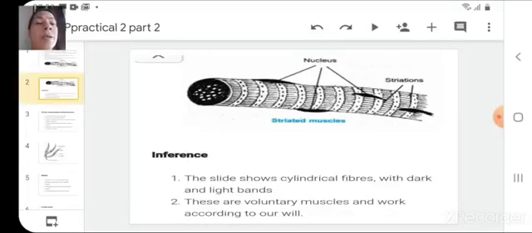Then in this slide you can see again the same structure, and then you have to write the inference. In the inference you will write 2 points. The slide shows cylindrical fibers with dark and light bands. These are voluntary muscles and work according to our will. So whenever we want to move a certain part of our body, we move it only because of these muscles. So that is why these muscles are under our control. The movement of these muscles is according to our desire. That is why these muscles are called voluntary muscles.